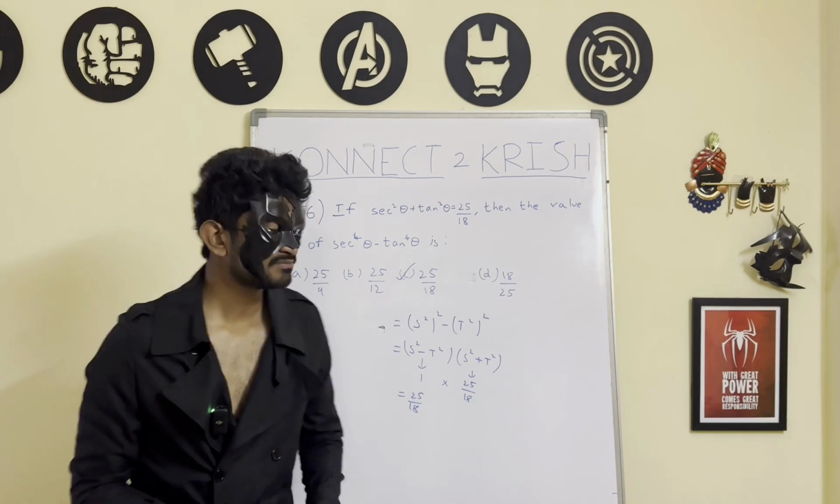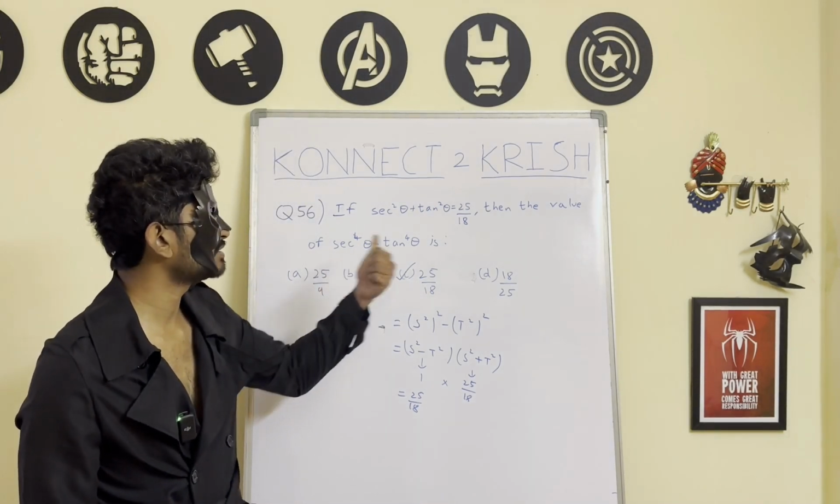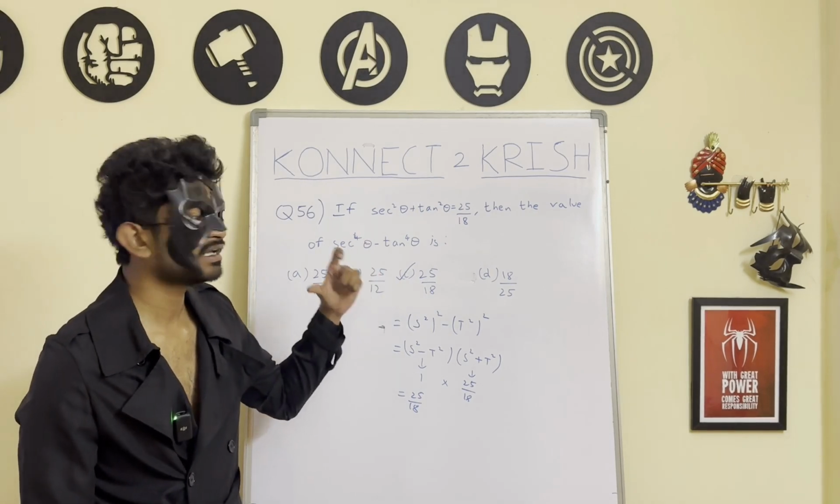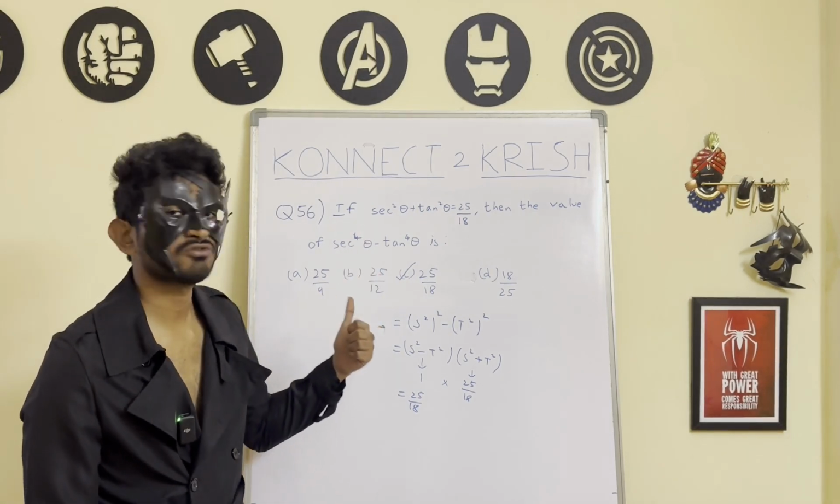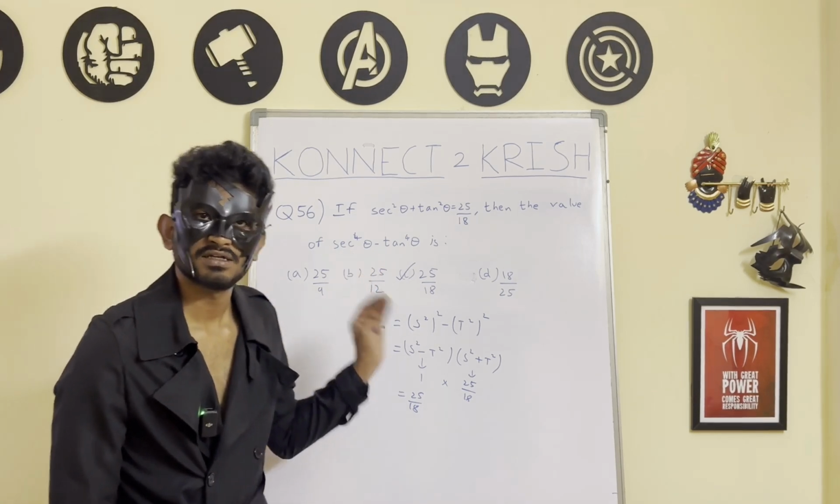Similarly, in a similar pattern, they might also give the value of cosecant square theta plus cot square theta equal to something. Then they will ask us to find the value of cosecant power 4 theta minus cot power 4 theta. So in the same way you can do it.